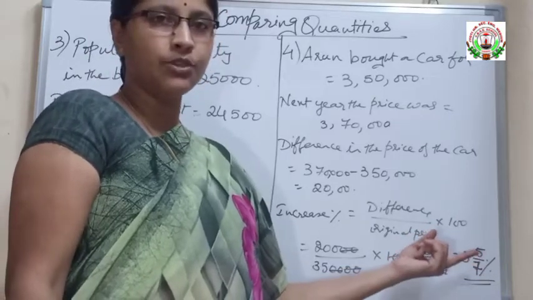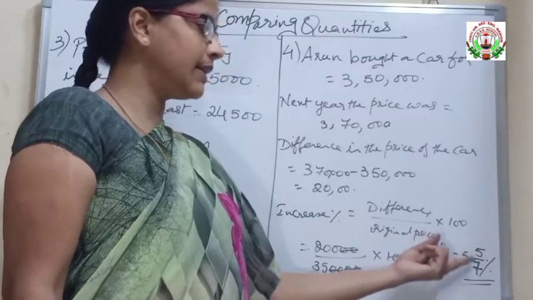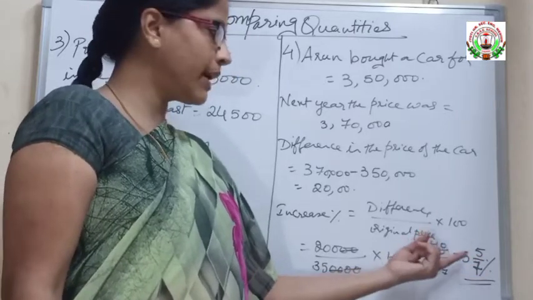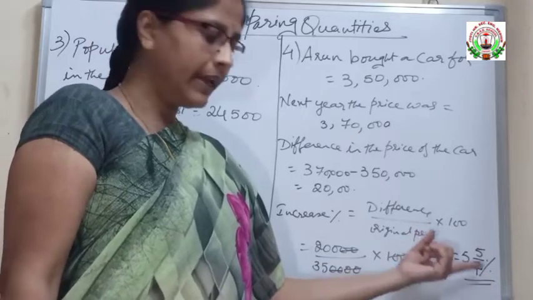If you just want to change it into a decimal number, you can also do that. I have just left it as a mixed fraction. So I got my answer as 5 by 7%. This is the percentage increase.